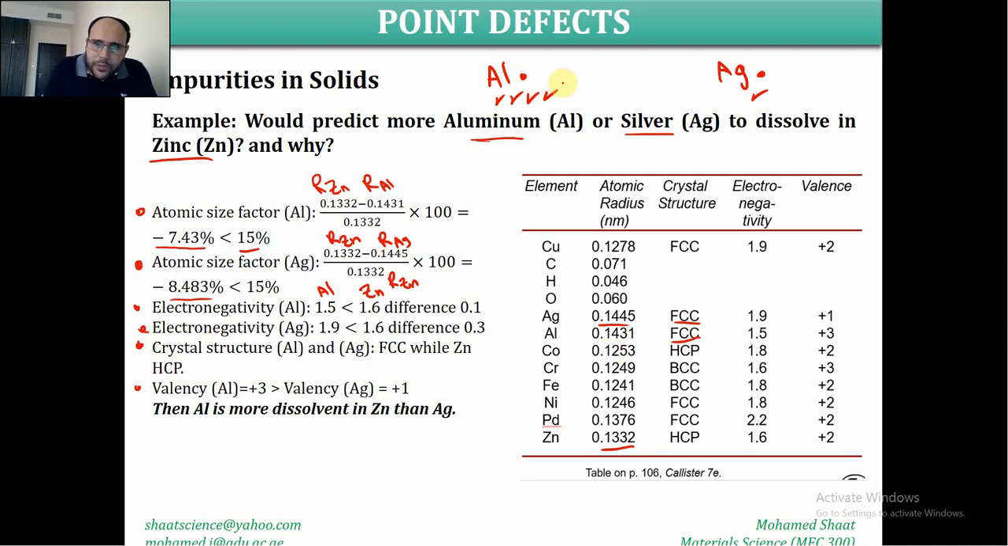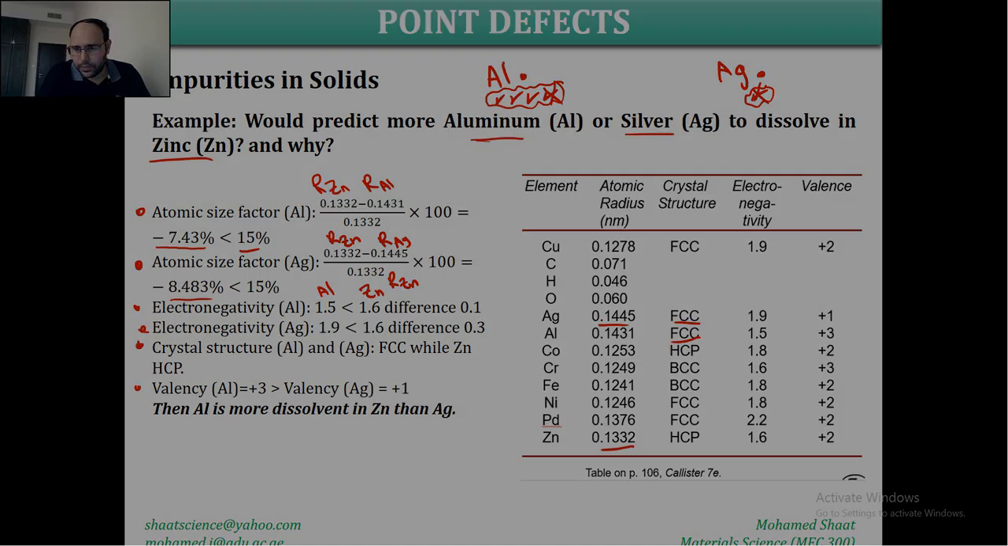So as you can see, there are 4 points for the aluminum, but only 1 point for the Ag, which they were even. According to the crystal structure, they were even. So we can even cancel this point with this point, this gives 3 more conditions achieved for the aluminum. This indicates that in general, the aluminum is more dissolvable in zinc than the Ag, which is silver. Make sense? It means that achieving a substitutional solution of aluminum into zinc is going to be much easier than achieving the same substitutional solution between the zinc and the silver.